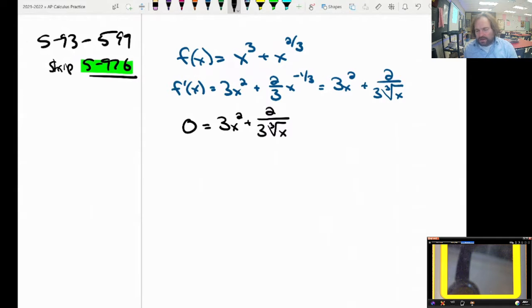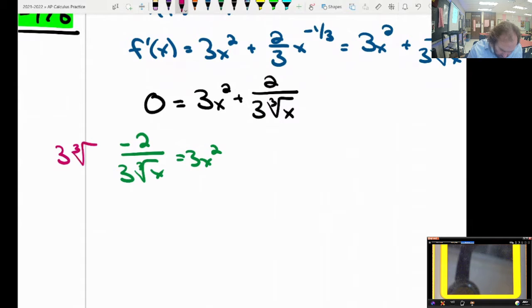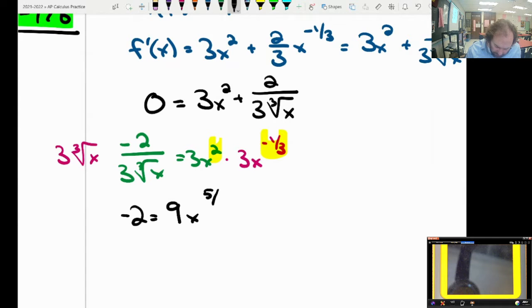With the sum involved, a lot of times this can be a little trickier than it might normally appear. But this one is actually not too bad. I'm just going to move one of those terms over. I'm going to put negative 2 over 3 times the cube root of x over here, equals 3x squared. Then I think it's a good idea to multiply both sides by 3 times the cube root of x. Or maybe it might be better to think about it as 3 times x to the negative 1/3 power, because then we can just add together the exponents there and there. We'll get negative 2 equals 9 times x to the 5/3 power.